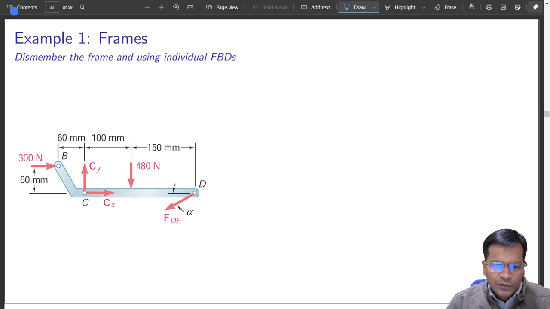Now I have isolated one of the members, that is B, C and D. Put all the forces.